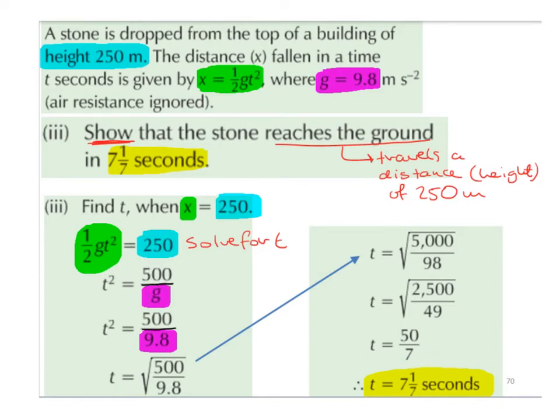We know that g is 9.8, that was given in the question. And we bring the squared over the equal sign and it becomes square root. So t is equal to the square root of 500 over 9.8. Which gives us t equals 50 over 7, which is an improper fraction, and as a mixed number it gives us 7 1/7 seconds, because 50 divided by 7 is 7, remainder 1, so 1/7.